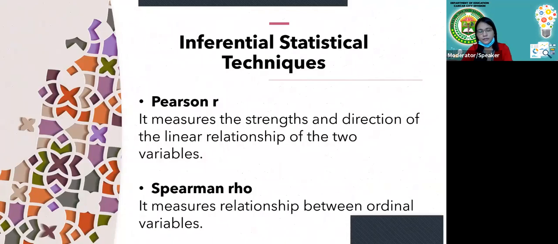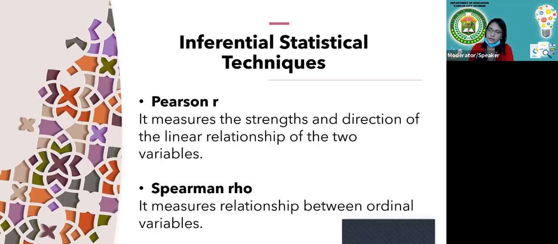Next is Pearson R. It measures the strength and direction of the linear relationship of two variables. If you remember the second question that I presented earlier, it asked, is there a significant relationship? For that kind of question, you are going to be using Pearson R. It measures the strength and direction of the linear relationship of the two variables.